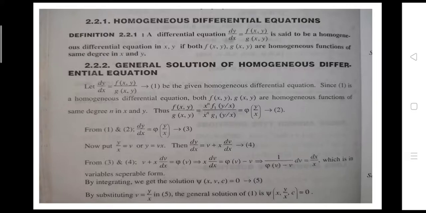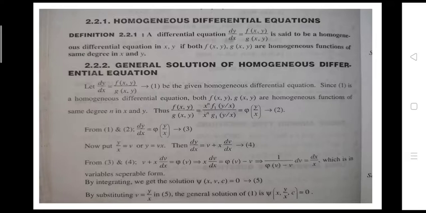A differential equation in the form dy by dx is equal to f of x comma y by g of x comma y is said to be a homogeneous differential equation in x and y if both f of x comma y and g of x comma y are homogeneous functions of the same degree in x and y.